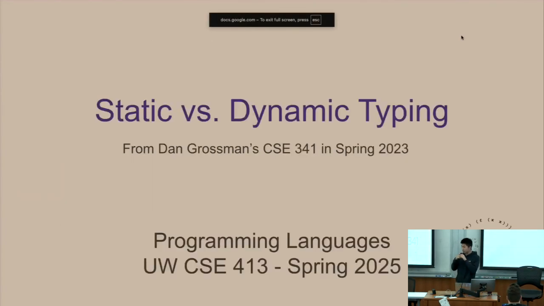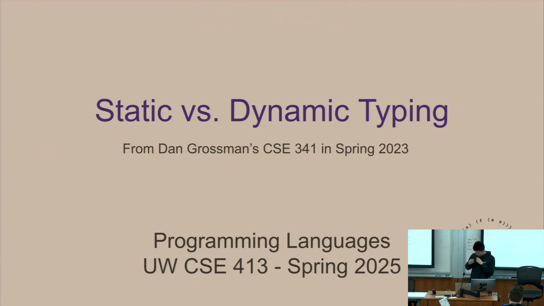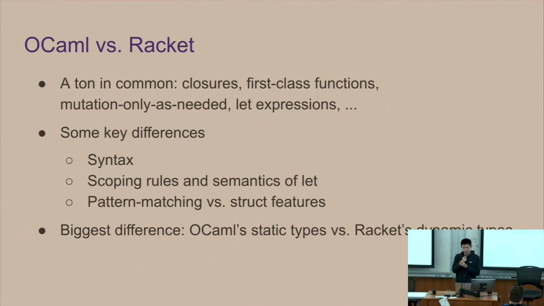The next topic that we're going to talk about today is static versus dynamic typing. Again, we give credits to Professor Dan Grossman for his wonderful slides 2 years ago. All the slides are based on his slides. So first, let's take a look at OCaml versus Racket. Those are the two languages that we mainly learn in this class. They have a lot in common. They have closures, first-class functions, mutation only as needed, and let expressions.